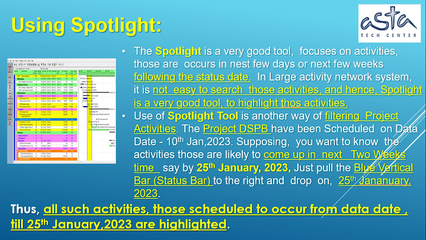Use of the Spotlight tool is another way of filtering project activities. The project DSPB has been scheduled on the 10th of January, 2023. Supposing you want to know the activities likely to come up in the next 2 weeks, say by the 25th of January, 2023, just pull the blue vertical status bar to the right and stop on the 25th of January, 2023. Thus, all activities scheduled to occur from the start date till the 25th of January, 2023 are highlighted. The Spotlight tool can also be activated by clicking the Spotlight tool on the horizontal toolbar.